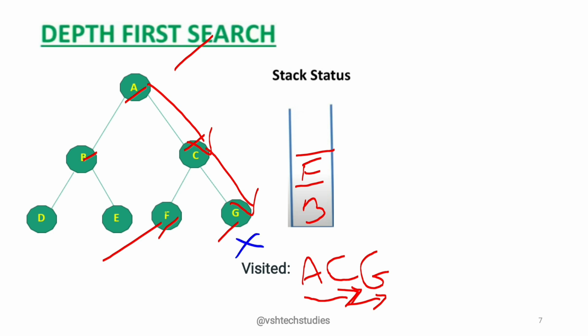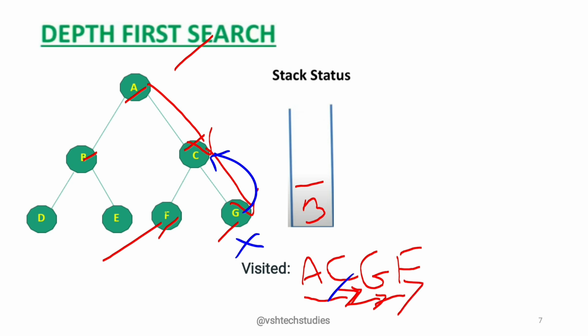It doesn't have any children. So we'll have to backtrack, means we'll have to go back from G to C. C is parent of G. It is already covered. Because it is already covered, next F is popped out of stack. When it is popped out, it is added to visited nodes array and it is removed from stack, and from G to F we move.